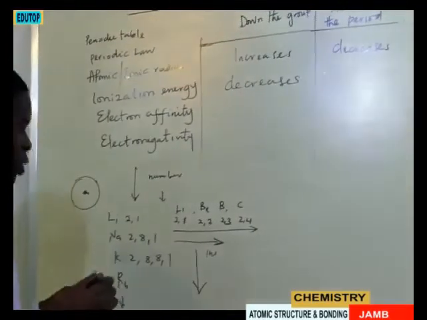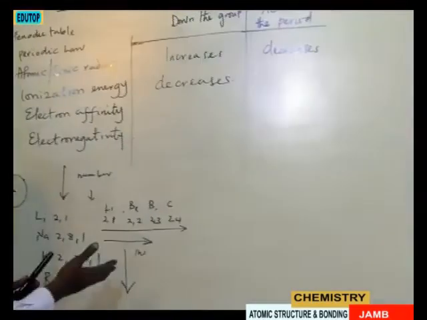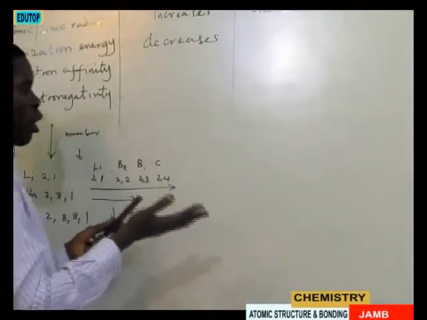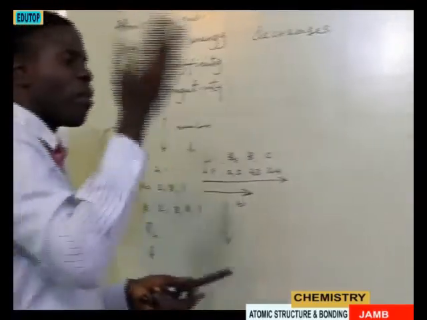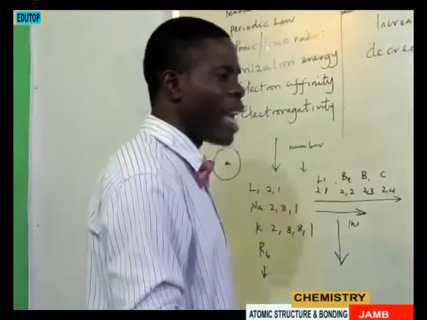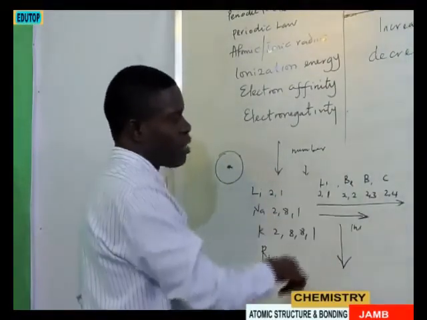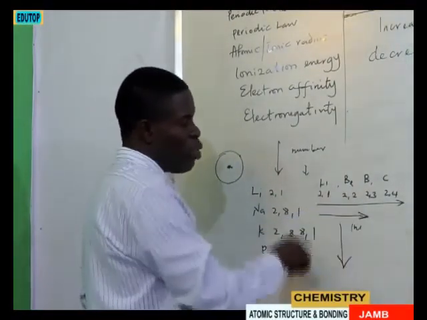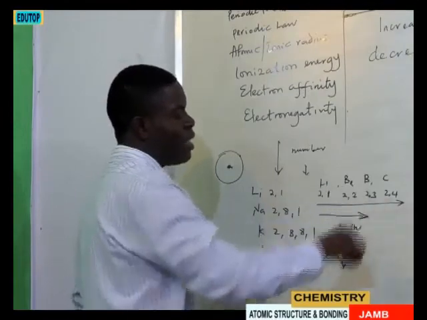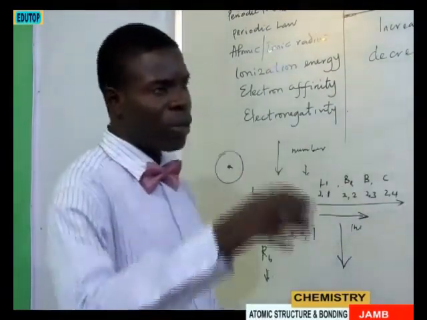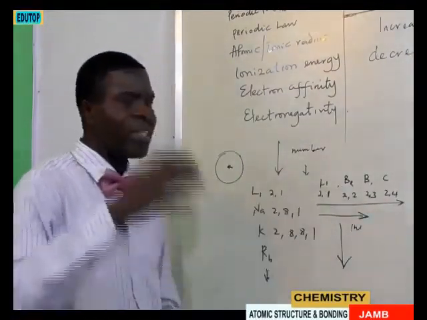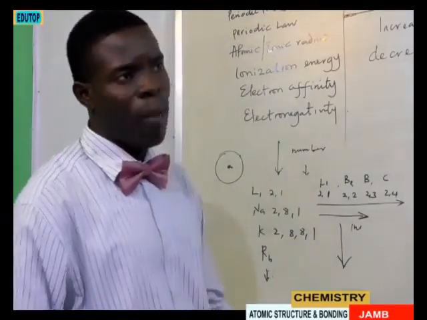Then across the period, due to what? Increase in nuclear charge. Because across the period, protons are added and electrons are added simultaneously. As you are adding, there is an increase in the valence electron. If you look at it very well, there is an increase in the valence electron because an electron is added. And as the electron is added, a proton is also added simultaneously.